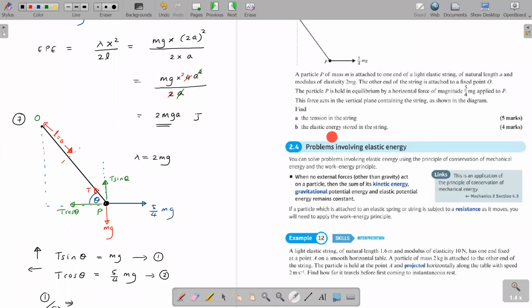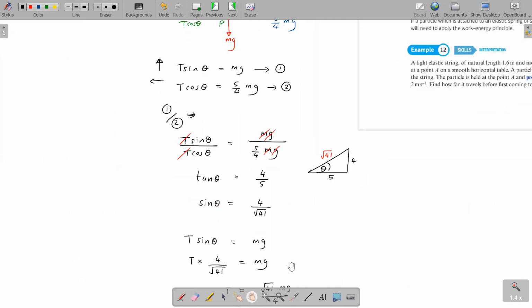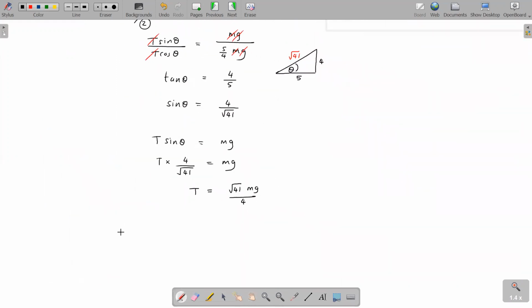Part B, they want you to find the elastic energy stored in the string. How do you get the elastic energy? Elastic energy is lambda x square over 2L. You need to find this extension. So how do you find the extension? We already found the tension, right? So you can write tension equals lambda x over L.